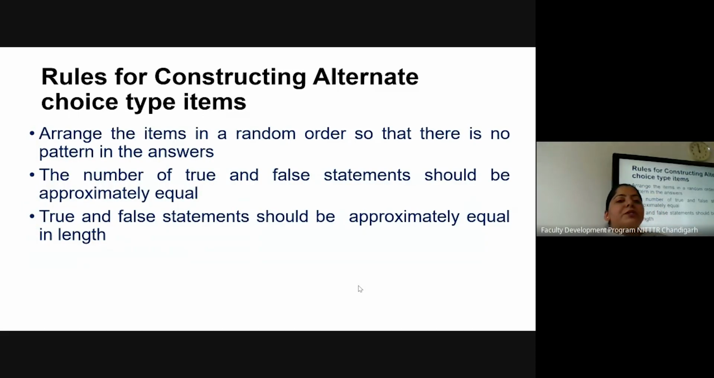A few of the further rules to write these items are: arrange items in a random order so that there is no obvious pattern available. It should not be that if you gave 6 statements, the first 3 are true and the last 3 are false. A random pattern must be selected for the correct answers. If possible, the number of true and false statements should be approximately equal. If you are giving 5, give 6 so that it is not possible to develop a pattern. True and false statements should also be approximately equal in length.